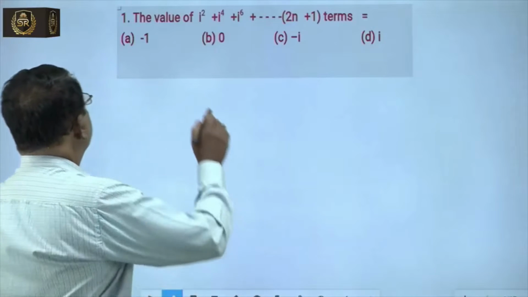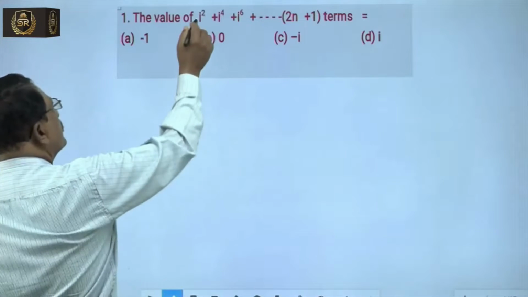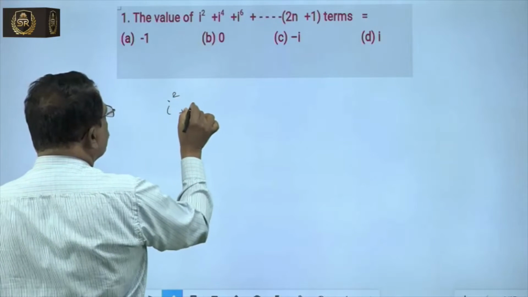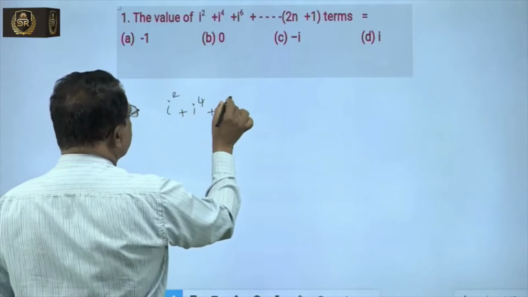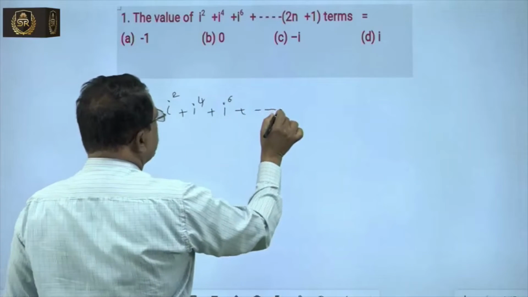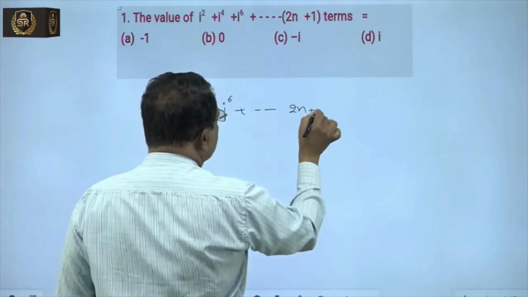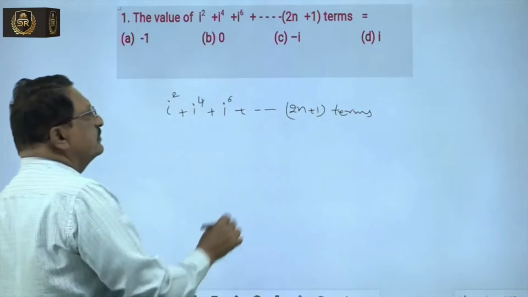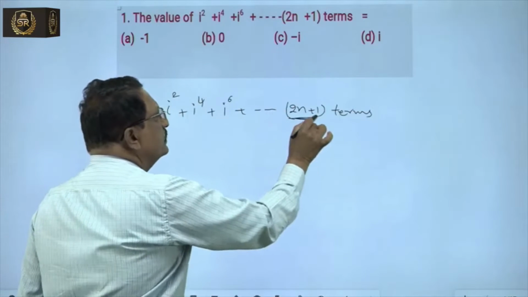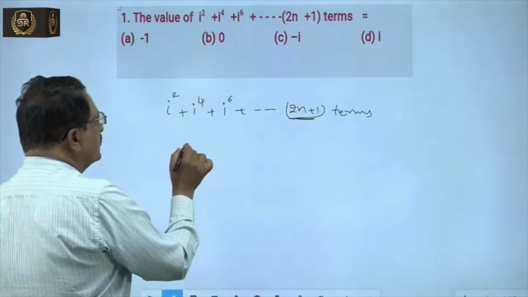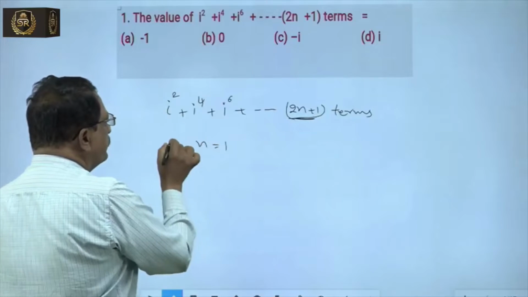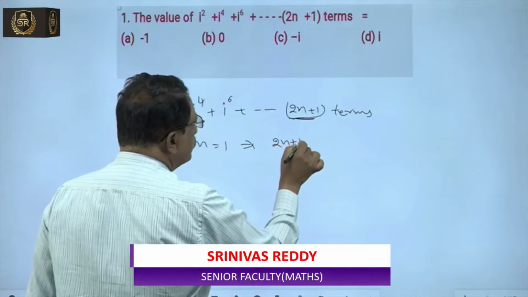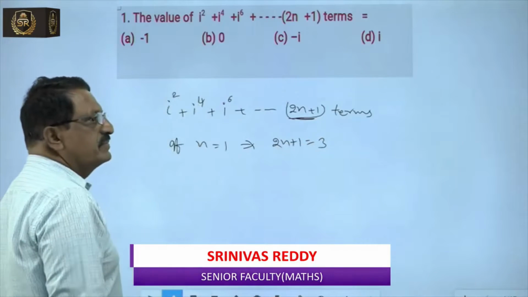Now the first problem: the value of i square plus i to the power of 4 plus i to the power of 6 plus so on up to 2n plus 1 terms. Here the number of terms is an odd number because it is 2n plus 1. Suppose n equals 1, then 2n plus 1 equals 3. Now the number of terms equals 3.